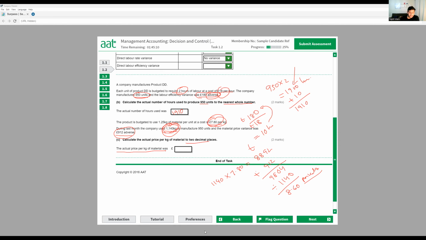To find out the actual price, we need to find how many kilo we have used, that is 1140. We need to multiply by how much is the per kilo, that is 7.8. That gives us 8892. And we have some adverse variance, we need to add that. So if we add that, that gives me a total of 9840, the total value of the actual used. And now we need to look at how many kilo we have actually bought or used, that is 1140. If we divide by that, we'll get back the per kilo. This is the total kilo. So if we divide, that will give me per kilo.